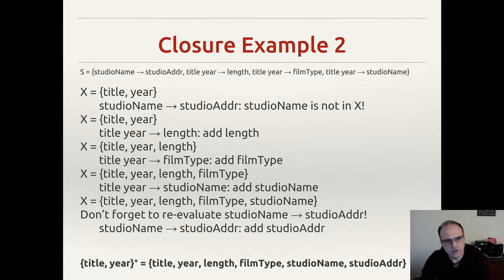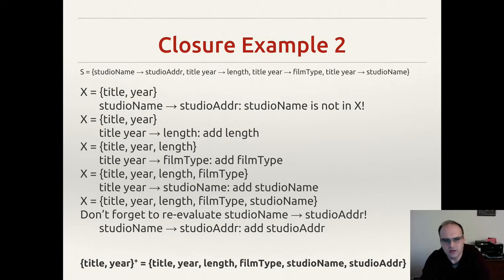So X starts out with the two attributes that we are doing this against, which is title and year. And the first functional dependency that we want to test against is studio address being dependent on studio name. Now, notice that studio name is not in X, so we're actually going to skip this one. But this is important. I'm not going to remove it from the set S. I don't even have that on this slide. I decided not to clutter it up this time, but I do want to note that just because we weren't successful in using it, it didn't get removed from the set. We are actually going to want to revisit this one, and we'll see why in a moment.